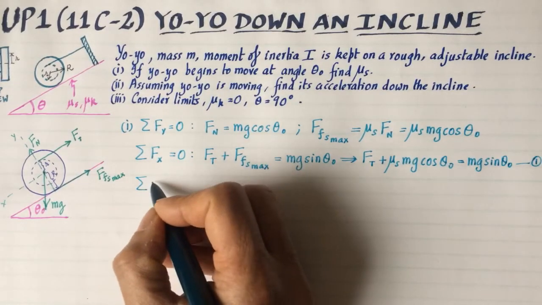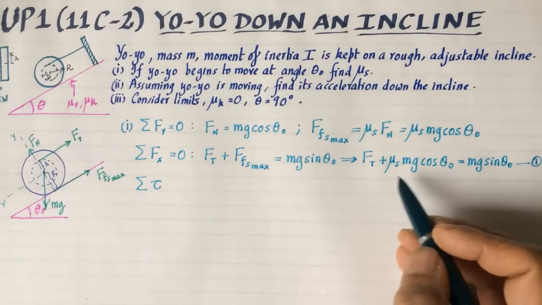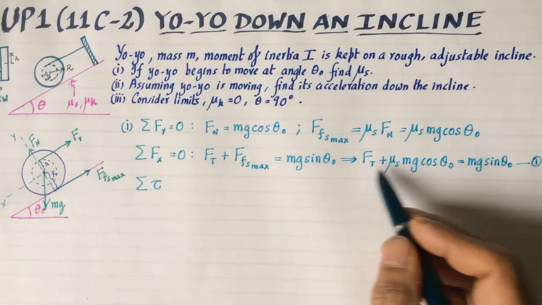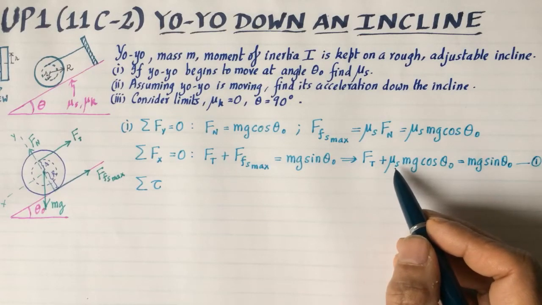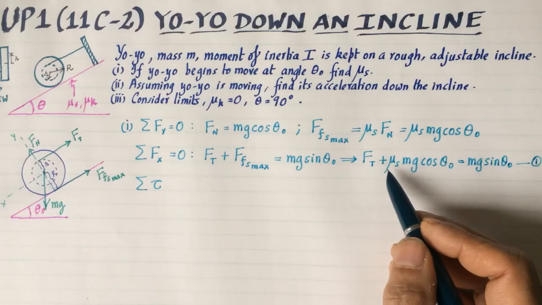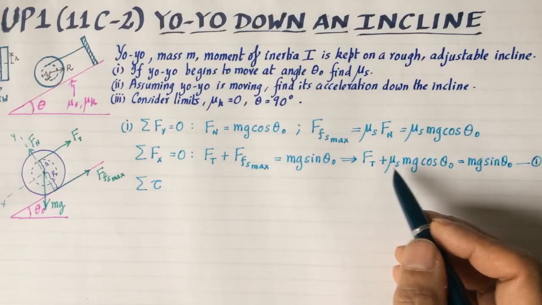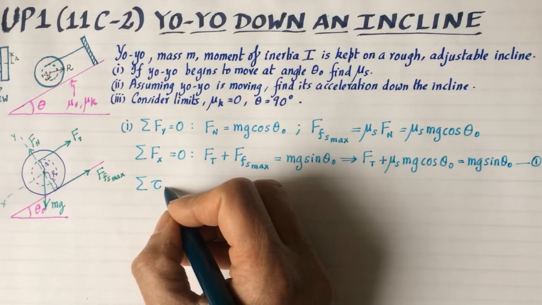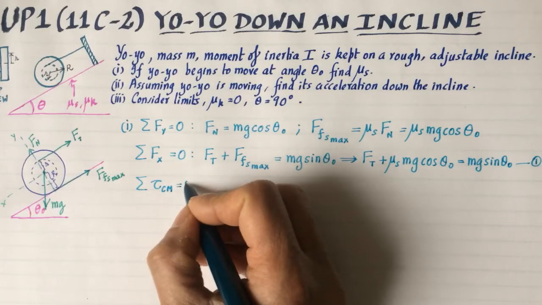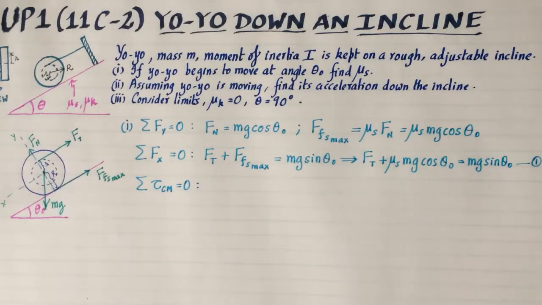That by itself will not enable us to solve the problem because you don't know what the tension is and you don't know what mu sub s is. We need another equation that relates somehow tension to something else, and that is got by the rotational condition that the sum of all the torques about the center of mass is 0. The torques can be taken about any point, but I choose to take it about the center of mass in this case.